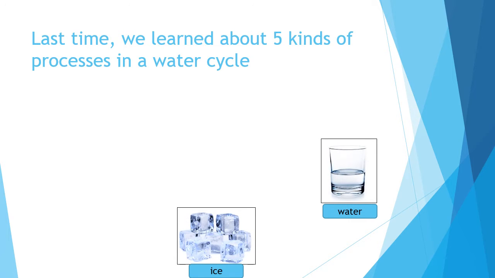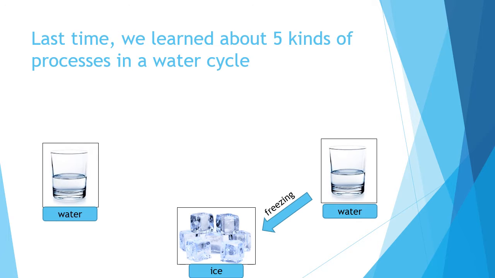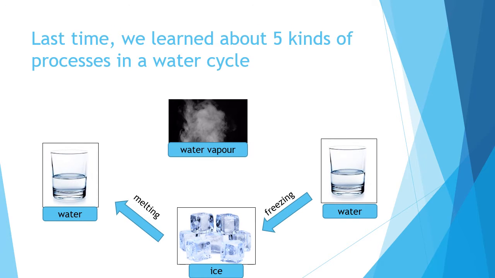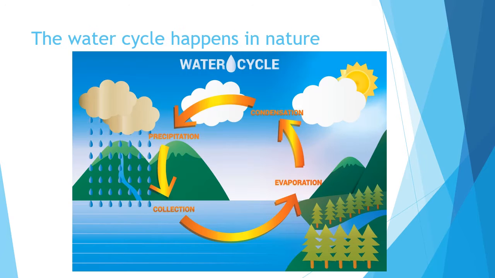From water to ice, this was called freezing. From ice to water, this was called melting. From water to water vapor, it's boiling or evaporation. And from water vapor to water, it's called condensation. So water cycle also happens in nature.